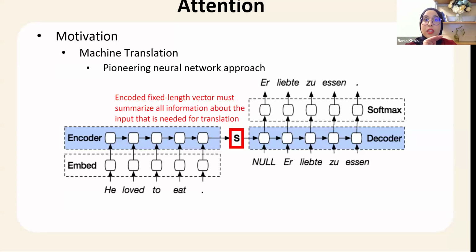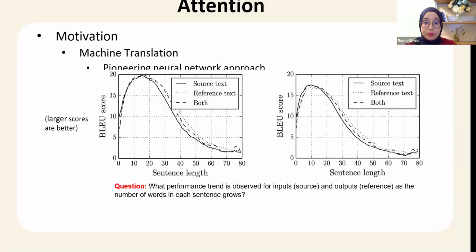Okay, so this is the bottleneck, and this bottleneck becomes more serious when the sentence becomes longer. So this makes it difficult for the model to produce high quality translation. Now, the problem becomes clear when we look at these plots.